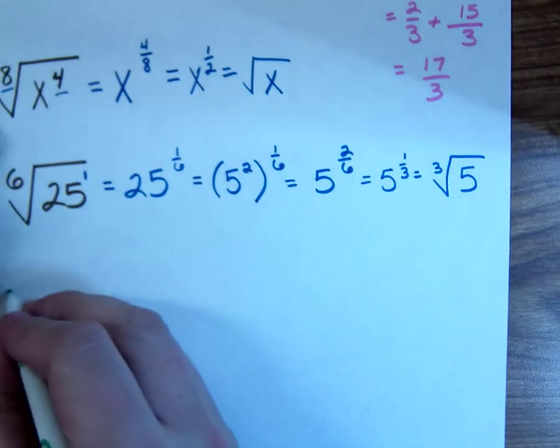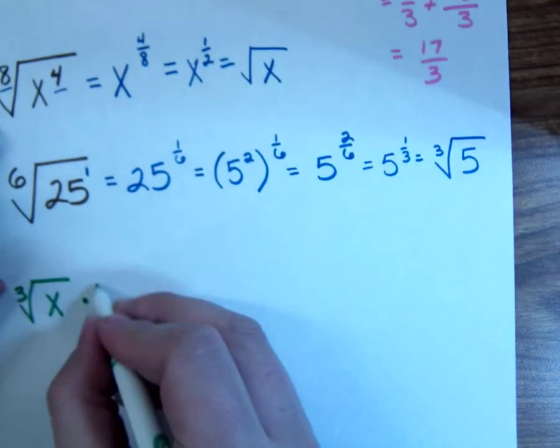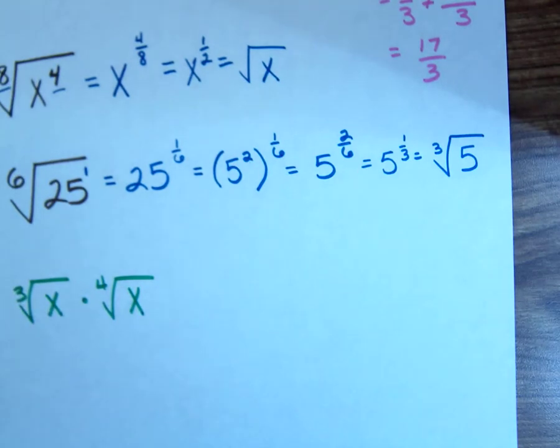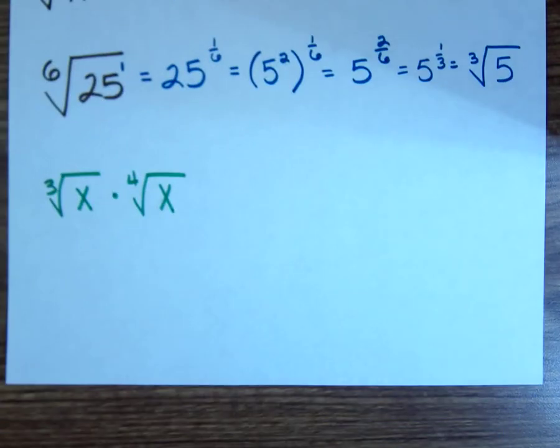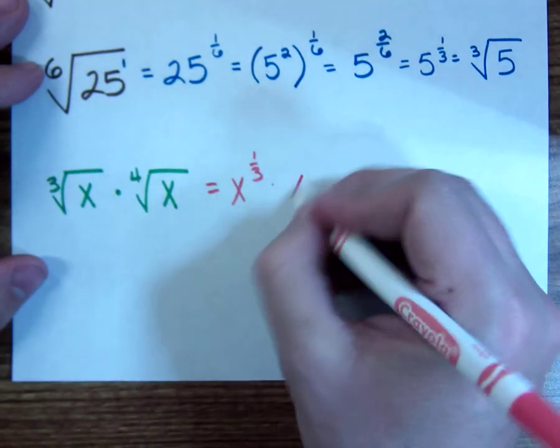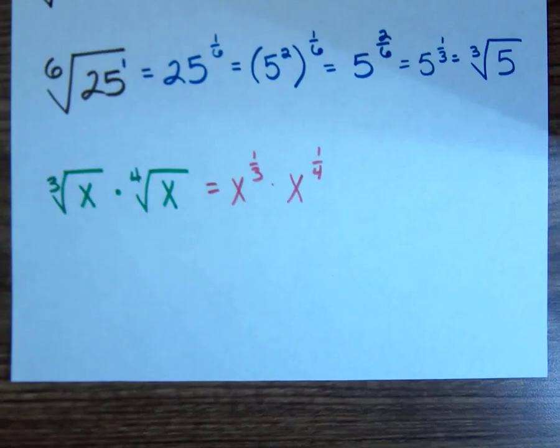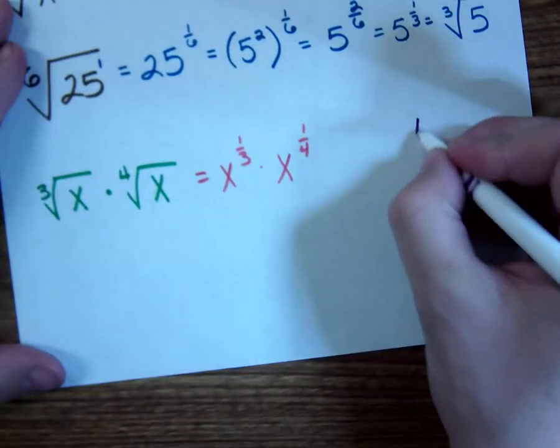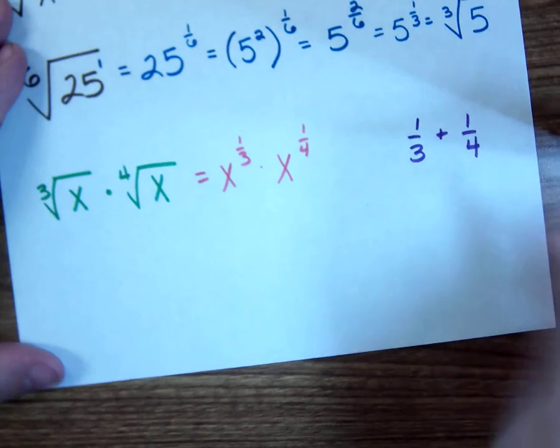Okay, so here's one of the ways that we can use this. We can use it to simplify something like this. This problem would otherwise be impossible to solve. But good news, we can answer it now. Because I can't put these together, they have different indexes, they're different roots. So one thing that I can do is to rewrite them as fractions. So this would be x to the 1/3 times x to the 1/4. And that I can put together, because I can add 1/3 plus 1/4.